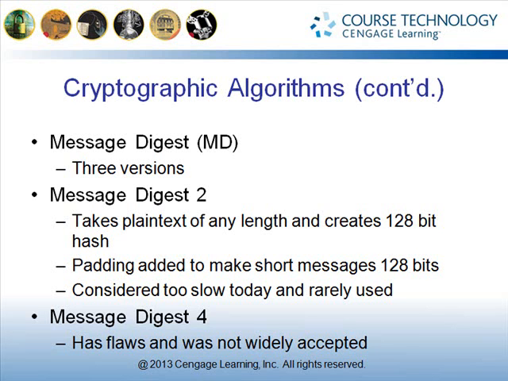MD4 was developed back in 1990 for computers that process 32 bits at a time. Now, MD4 takes plain text and creates a hash of 128 bits. However, there are flaws in the MD4 hash algorithm, so it has not been widely accepted.